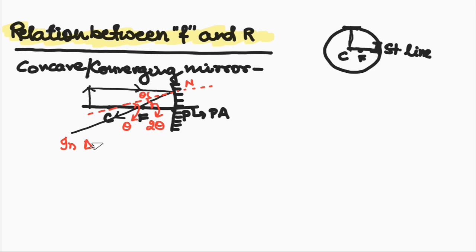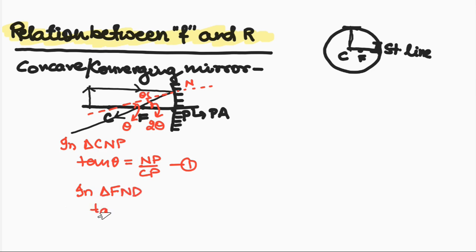Now students, in triangle CNP, we can clearly see that tan theta is equal to NP by CP. Let us consider this is equation 1. In the next triangle, let us consider FNP, tan 2 theta will be equal to again NP upon FP. Let us consider this is equation 2.